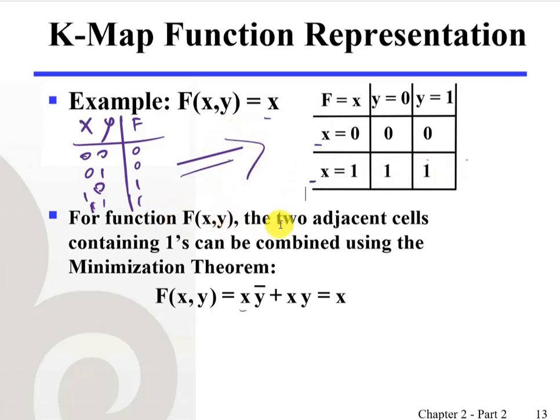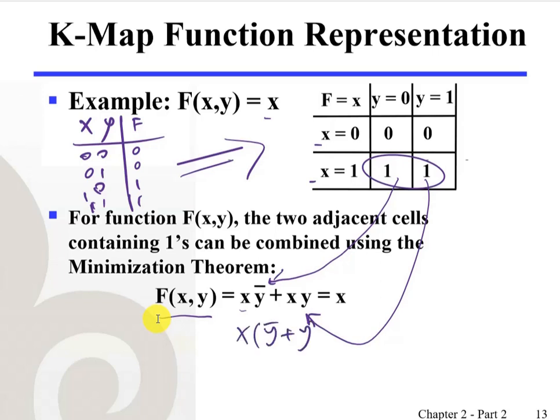So if you take a look at this function, there are two adjacent cells containing 1s, and we can combine these two adjacent cells using the minimization theorem. We said these can also be represented as minterms, right? So this will be the first term, and then the second term of our function. This is the minimization theorem that we use. x can be taken out, y or y complement is equal to 1, right? So then we are left with x. However, we also see an interesting property. So this is 1, 0, right? x is 1, y is 0, and then it's 1, 1. So x is 1, y is 1.